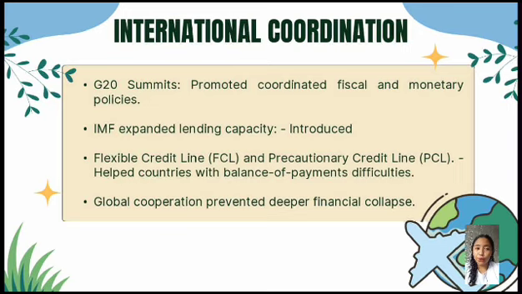Lastly is the global cooperation to prevent deeper financial collapse. The combined effort of the G20, IMF, World Bank, and other international organizations showed unprecedented global unity. By coordinating policies, increasing financial support, and reforming financial systems, they managed to stop the crisis from escalating into another Great Depression. This cooperation helped stabilize global financial markets, support trade and investment flows, protect developing economies from severe downturn, and encourage long-term reforms in bank regulation and transparency.